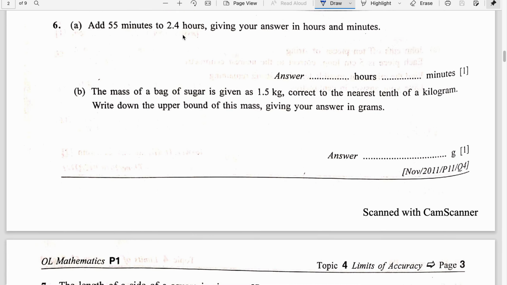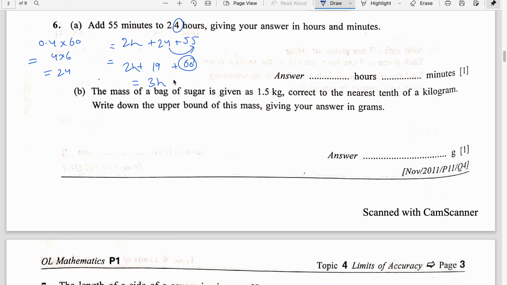Question number 6. Add 55 minutes to 2.4 hours, giving your answers in hours and minutes. So hour and minute, let me convert this 0.4 hours into minutes first. So 0.4 times 60, 4 times 6, that is 24. So we have 2 hours already, plus 24 minutes and 55 minutes. If I give 5 minutes to this 24 to make it 60... I'm left with 19 minutes and 2 hours. So this again is 1 complete hour. So we have 3 hours and 19 minutes.